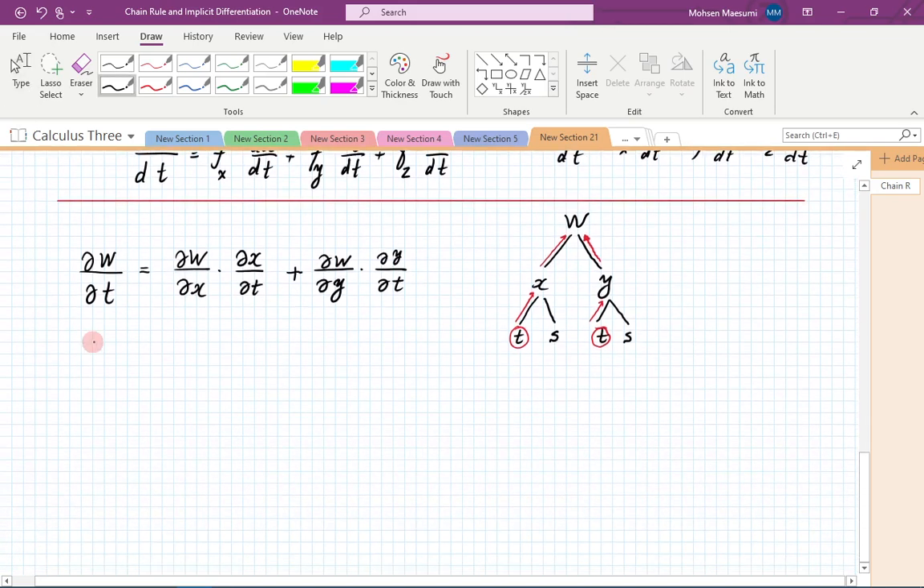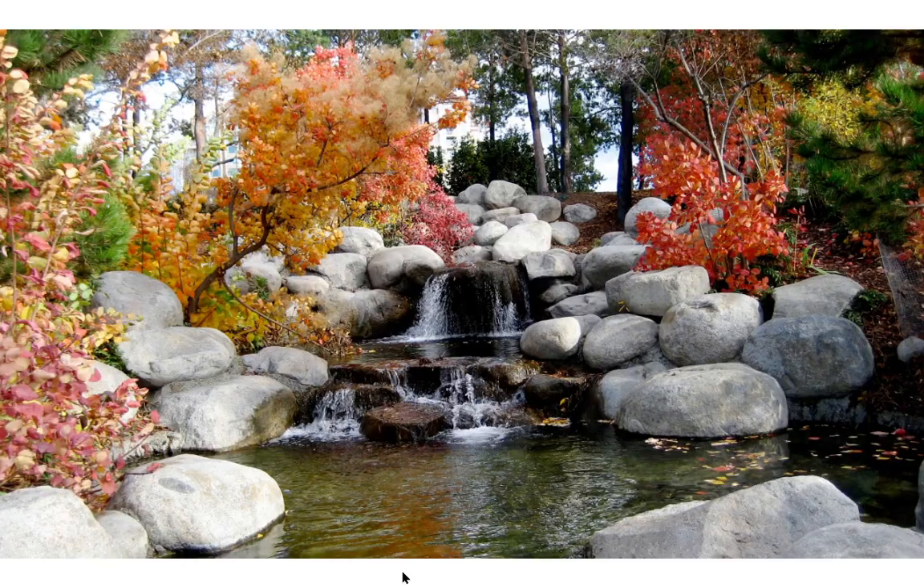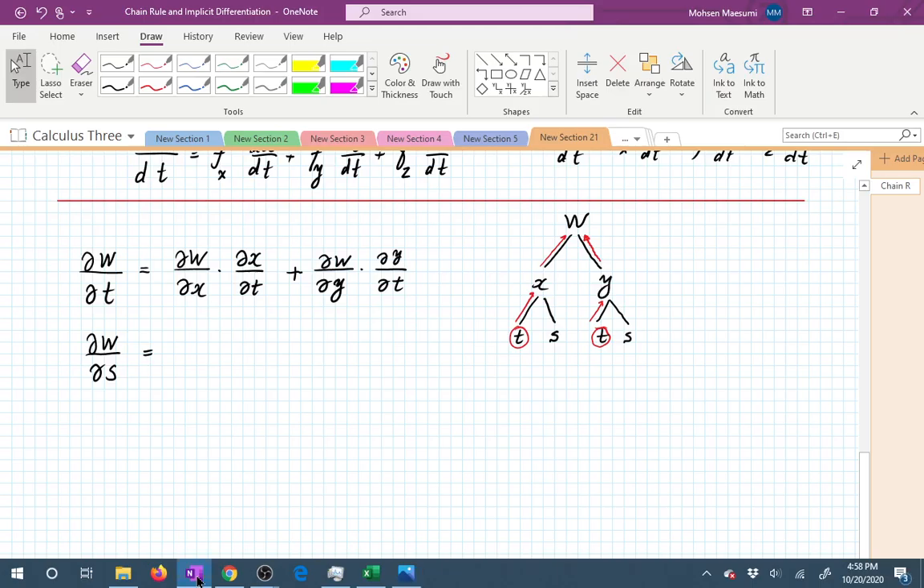Now you go ahead and tell me what is the rate of change of w with respect to s. Okay, so you want to pause this for a second and write for me what that is. So here's our signal for pausing. You want to write for me what is partial of w with respect to s.